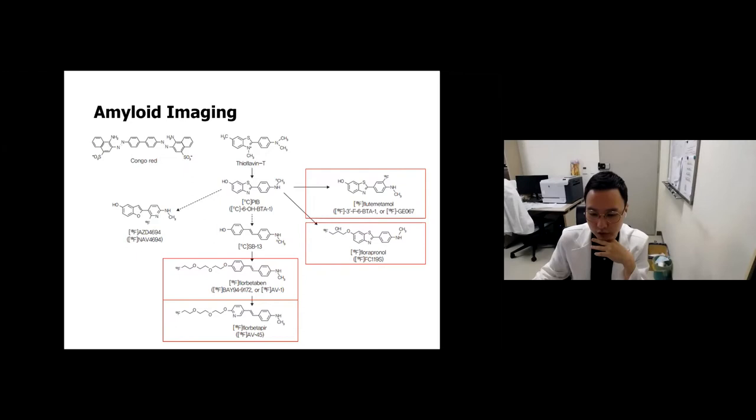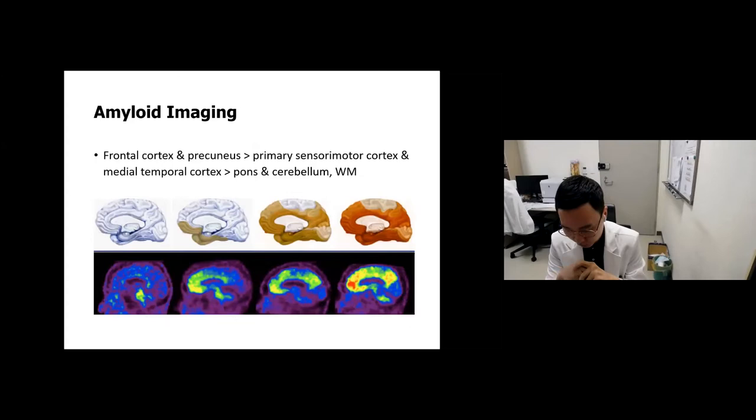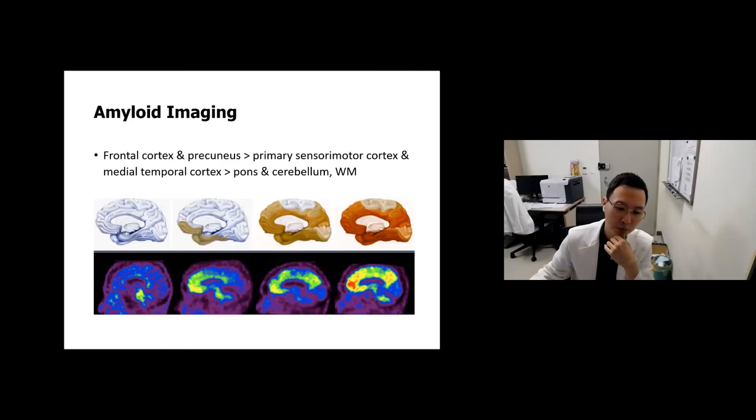So these are some known facts about how the amyloid accumulations are seen in Alzheimer's disease patients. At first, the most prevalent part for the visualization of the amyloid plaques are in the frontal cortex and precuneus areas. And following, there is an uptake in the primary sensory or motor cortex and medial temporal cortexes. And at the later stage, there will be an uptake in the pons and cerebellum. So I will show you an example of an image.